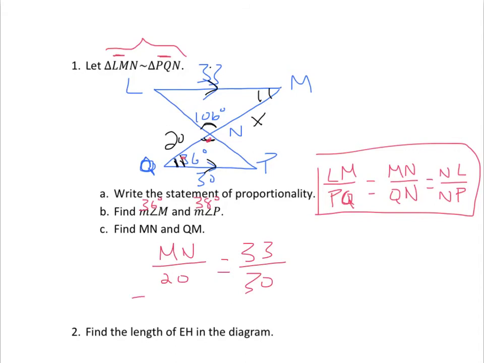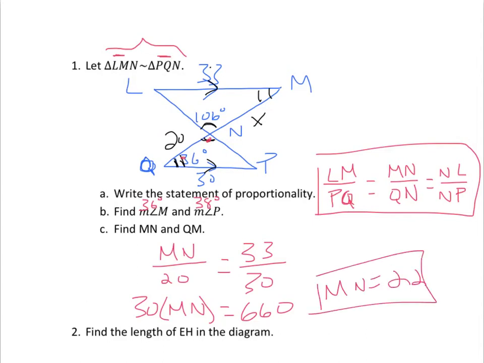So we'll have 30 times MN equals 20 times 33, which is 660. Divide both sides by 30, and you will get MN equals 22. Just like that. Just a simple proportion. I know it's difficult to see, but take some practice and you should be able to get it.